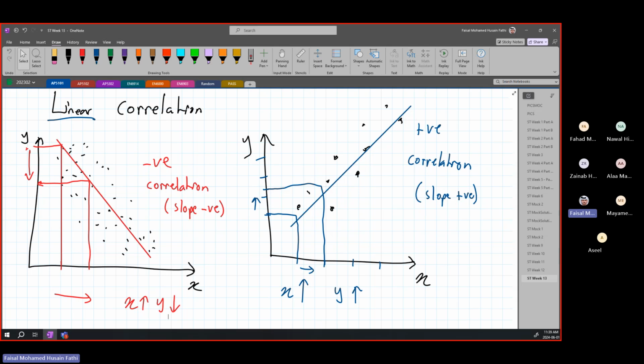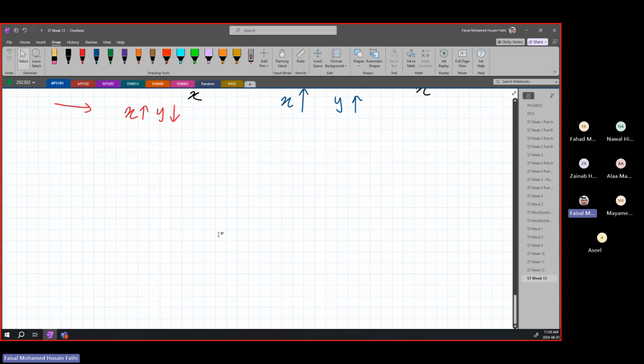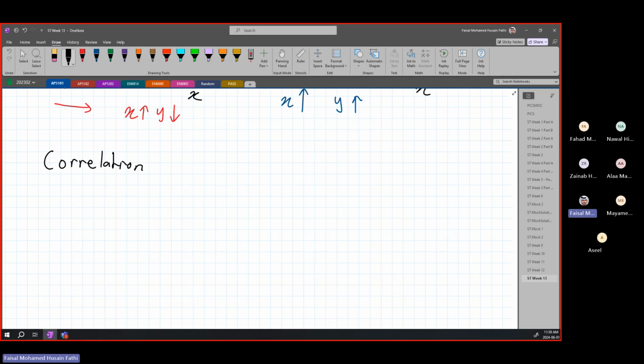But let's say we have a set of data points. How do we know how far this point, for example, or all of these points are actually from this line? This is known as the correlation coefficient. All right, so it's called the correlation coefficient.